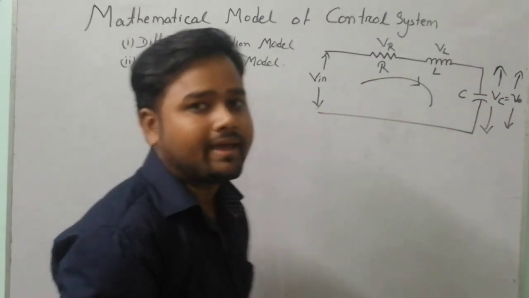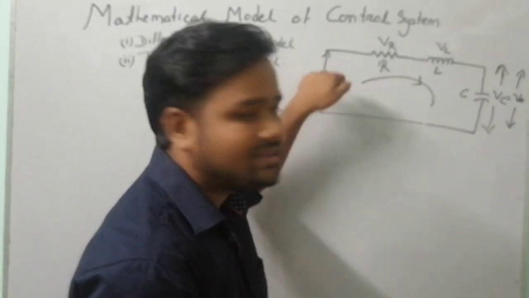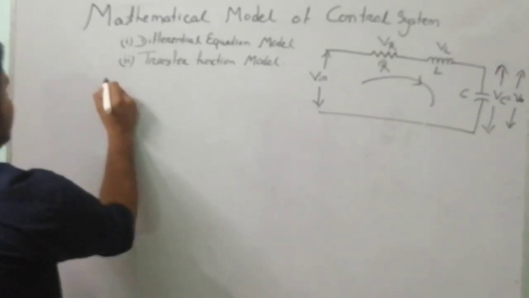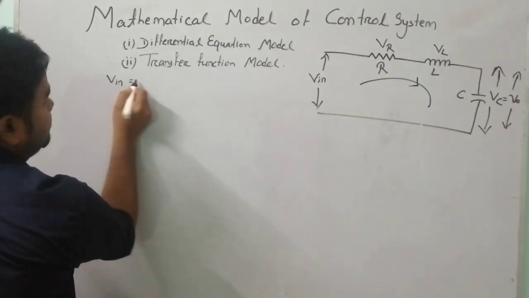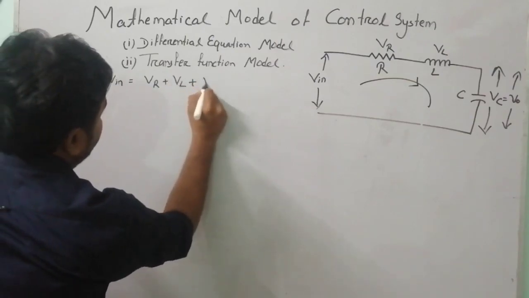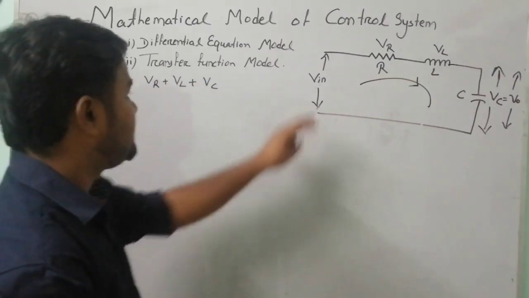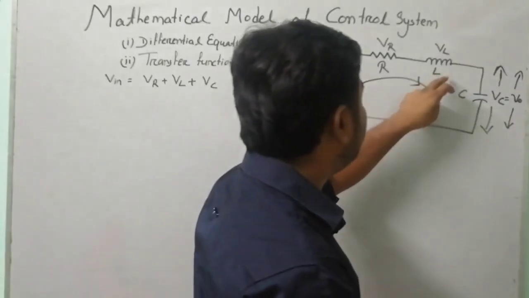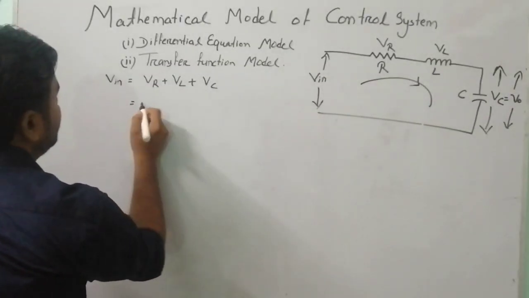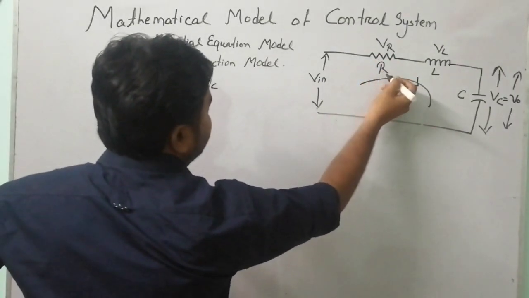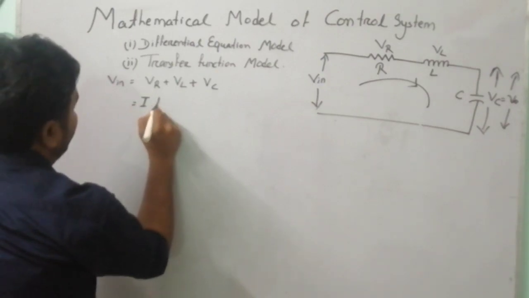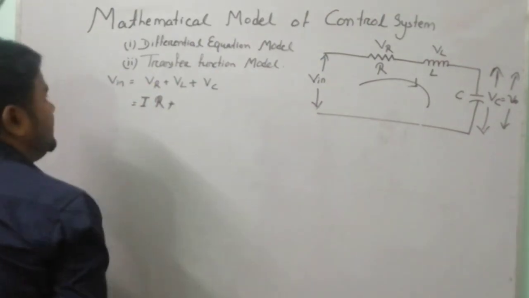If we apply KVL in this loop, what will we get? Applying KVL in this loop, we get Vin is equal to VR plus VL plus VC. Okay, clear. Next, what is the value of VR? We know that current and resistance multiplied is the voltage. So I into R is equal to our voltage.